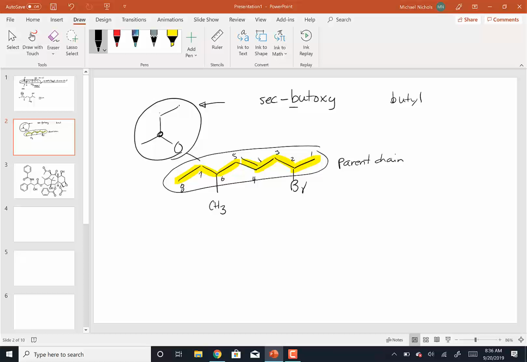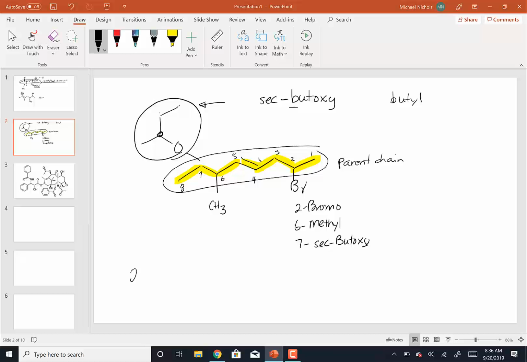Okay, so now I'm just numbering and going through the rules as if that butoxy group was a methyl group. What are my substituents? I've got a 2-bromo. I've got a what methyl? I've got a 6-methyl. I've got a 7-sec-butoxy group on an 8-carbon chain. So now we can go ahead and create our alphabetized list.